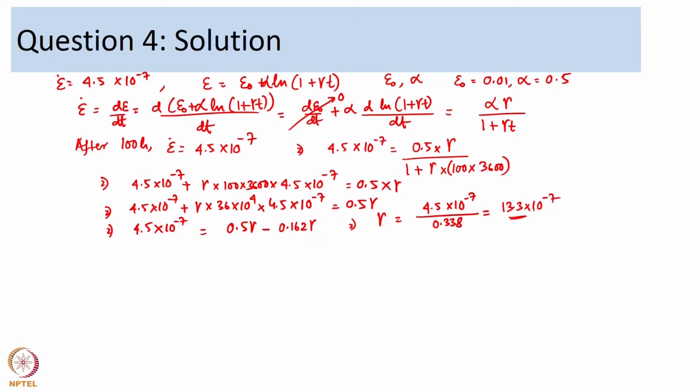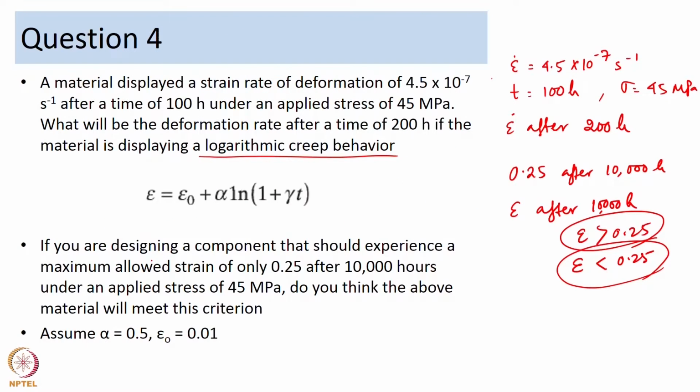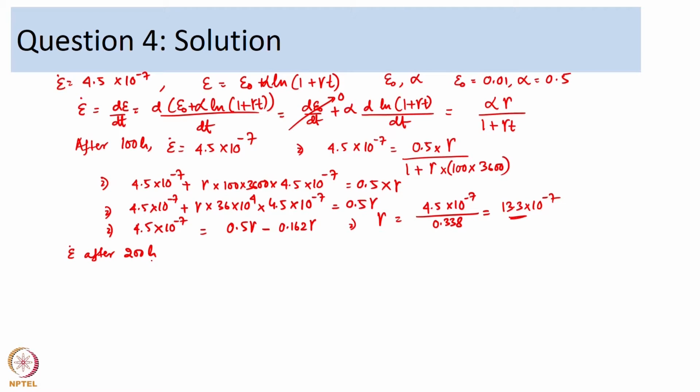So, now, the first part is to find out the strain rate of deformation after 200 hours. If you look at the question, it says what will be the deformation rate after a time of 200 hours if the material is displaying a logarithmic creep behavior. Now, we know the value of alpha, we know the value of gamma, we know the value of epsilon naught. Therefore, strain rate is equal to alpha gamma by 1 plus gamma t.